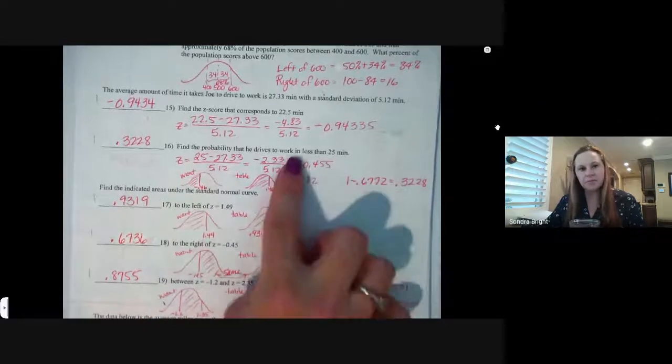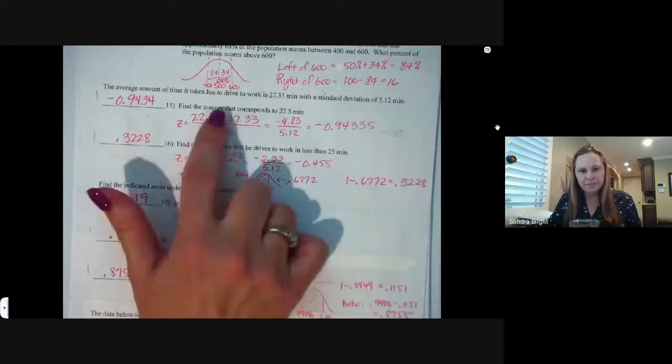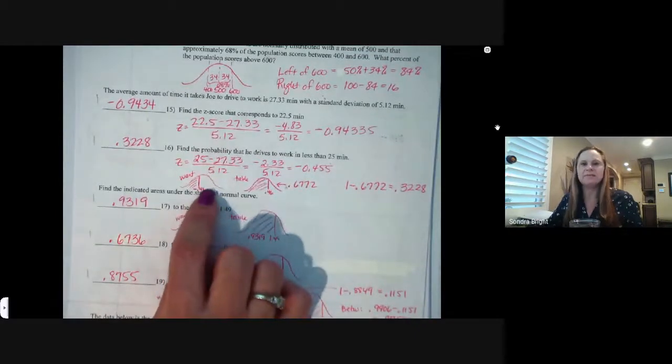Find the probability that he drives to work in less than 25 minutes. So take 25 minus the mean divided by the standard deviation. So you find the z-score. So now we're talking about probabilities. We're talking about the area under the curve. Z-scores are these numbers, 0.46 is the z-score, right? But now we're trying to find the probability, and the probability is the area under the curve. All right, so we get a z-score of negative 0.46, right?